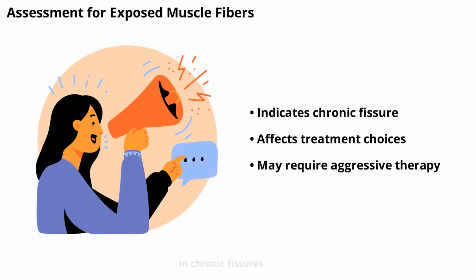In chronic fissures, the base of the tear may reveal underlying muscle fibers. The doctor will look for this sign during examination, as it indicates a longer-standing problem and may affect treatment choices. Exposed muscle fibers are a hallmark of chronicity and may require more aggressive therapy.